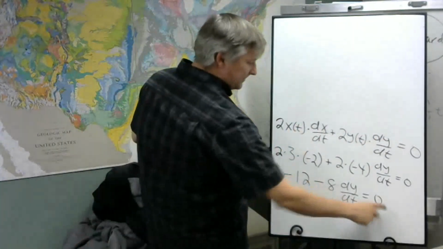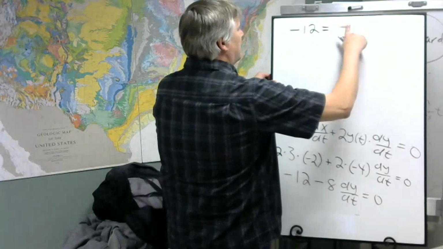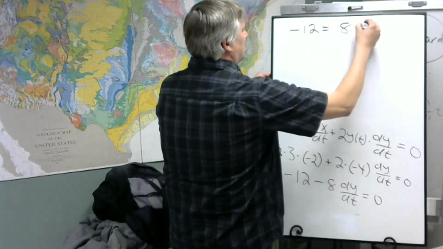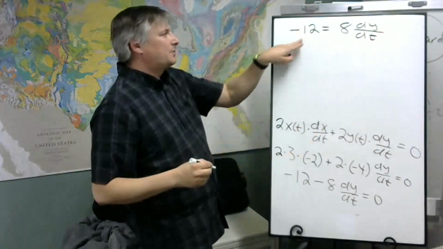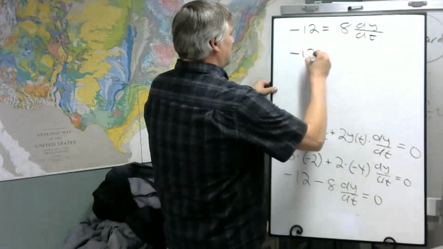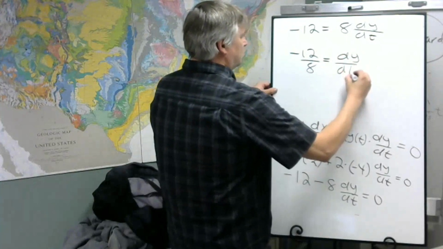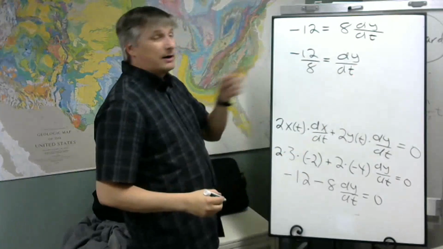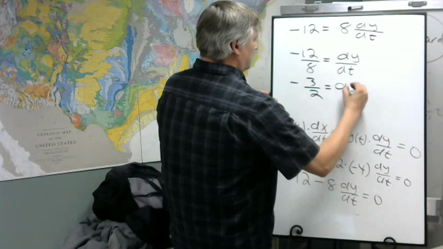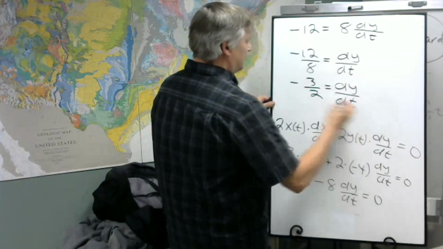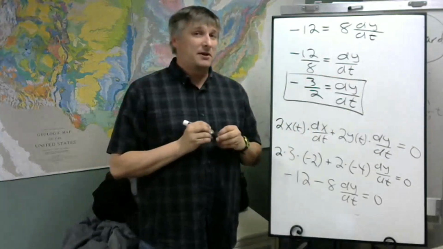So we're going to add this to this side. -12 is going to be +8 dy dt. Divide both sides by 8. -12 over 8 dy dt. Divide top and bottom by 4. -3 over 2 dy dt. And that is going to be our answer.